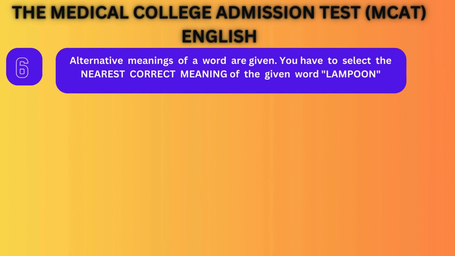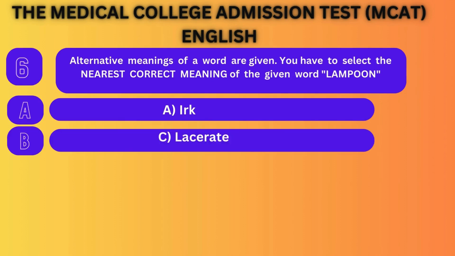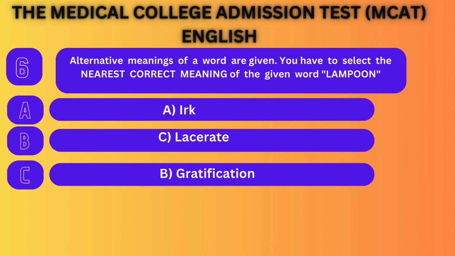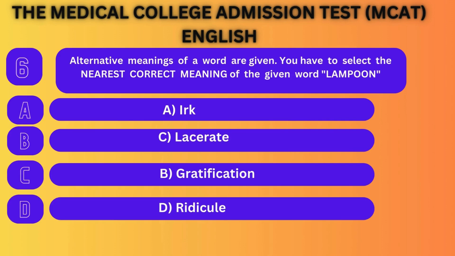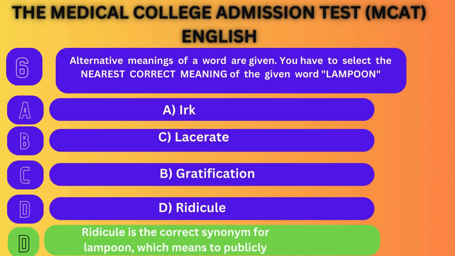Question number 6. Alternative meanings of a word are given. You have to select the nearest correct meaning of the given word, lampoon. Option A. Irk. Option B. Lacerate. Option C. Gratification. Option D. Ridicule. Correct answer is D.